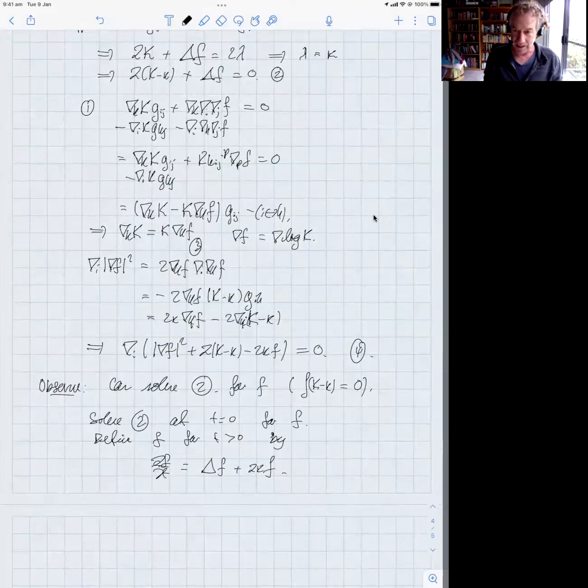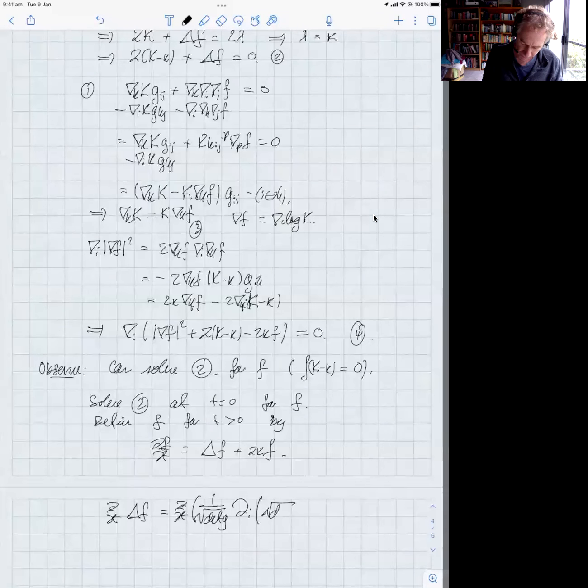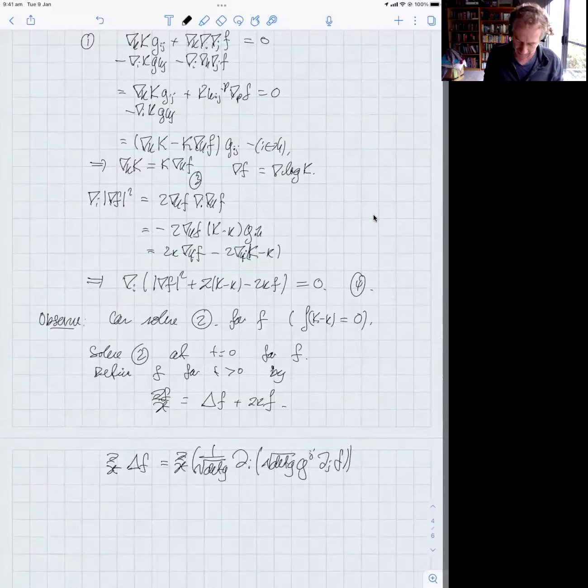Okay, but let's do the computation of this. So if I do d/dt of Laplace f, how do I do that? Remember we had this expression for the Laplacian. So this is d/dt of 1 over the square root of the determinant of g, derivative of the root determinant of g times g^ij d_j f. So I get one term where I just differentiate through and hit the f. That will give me a Laplacian of df/dt.